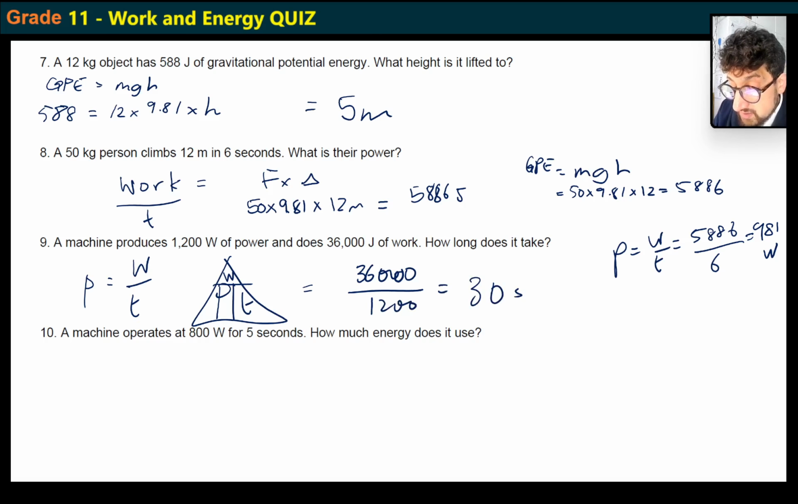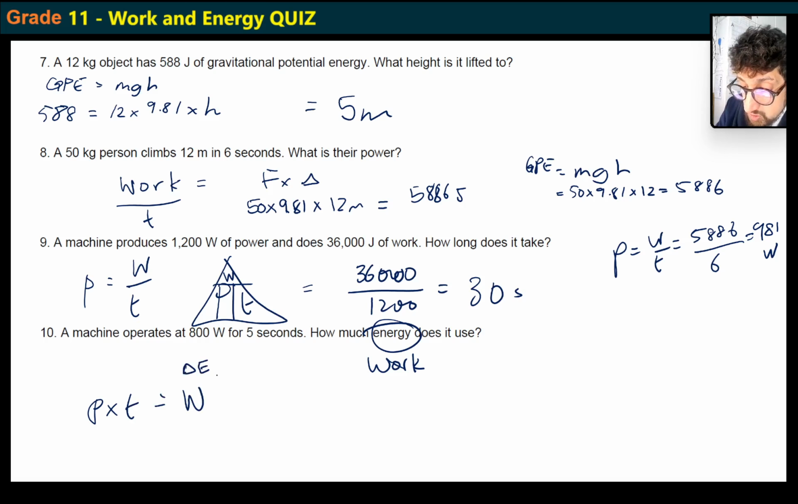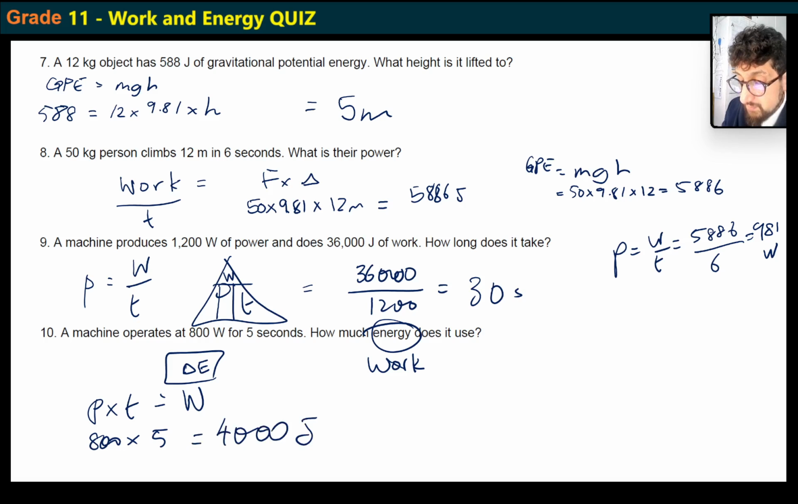A machine operates 800 watts for 5 seconds. How much energy does it use? So once again, energy is work in this case. Don't be confused by that. So it's going to be P times T equals W, or change in energy, which is what we're looking for. So it's going to be 800 times 5, which is 4,000 joules.